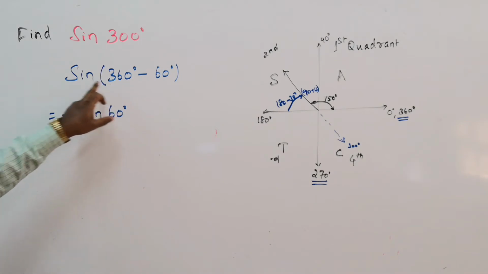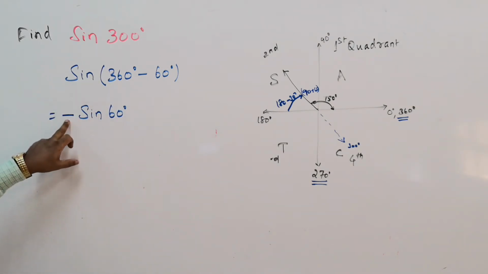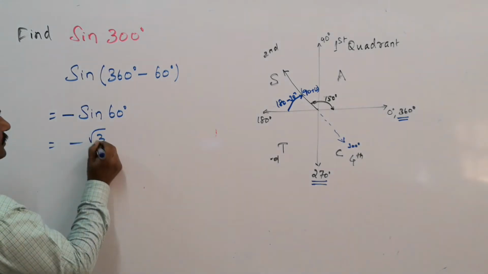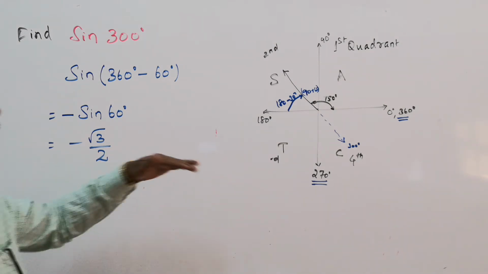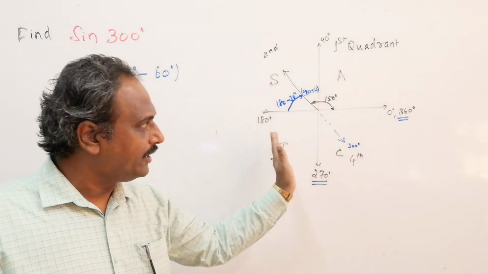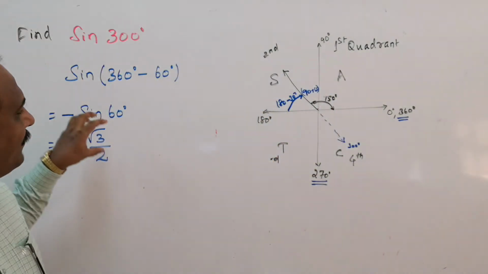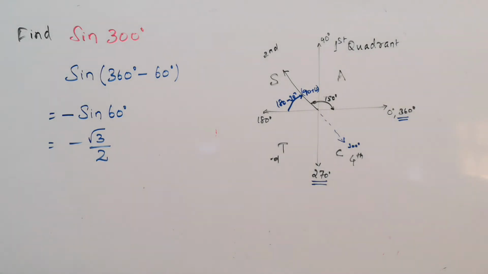So this is in the fourth quadrant. There is no change: sine will be sine, but it is in the fourth quadrant, so the value will become minus. So what is the value of sine 60? This is minus root 3 by 2. So the basic idea: apply any one of the trigonometrical ratios using either 360 or 180, express the value, and find the trigonometric values using the table. We can find any values here.